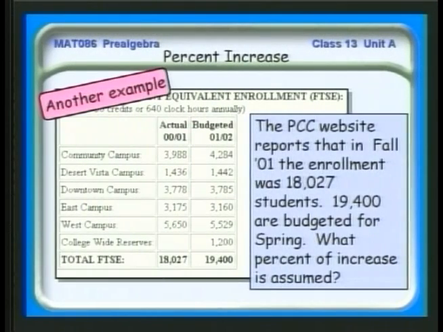Take a look at one more here. Here is some information that I got from the Pima College website about enrollment. It said the actual enrollment in the first semester was 18,027 students. Budgeted for spring, we have 19,400 students. What percent of increase is assumed here? There is what we're looking for.